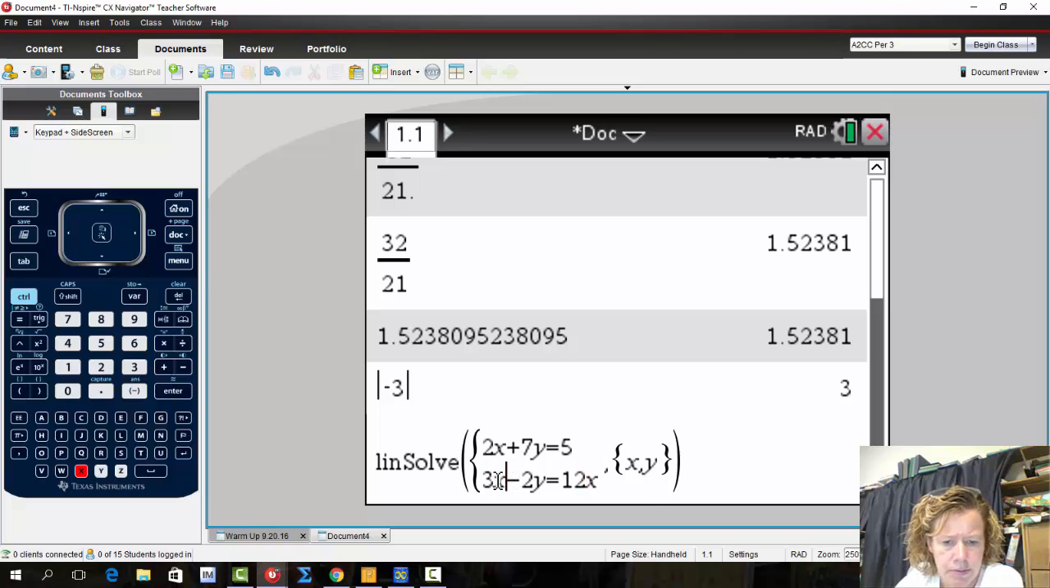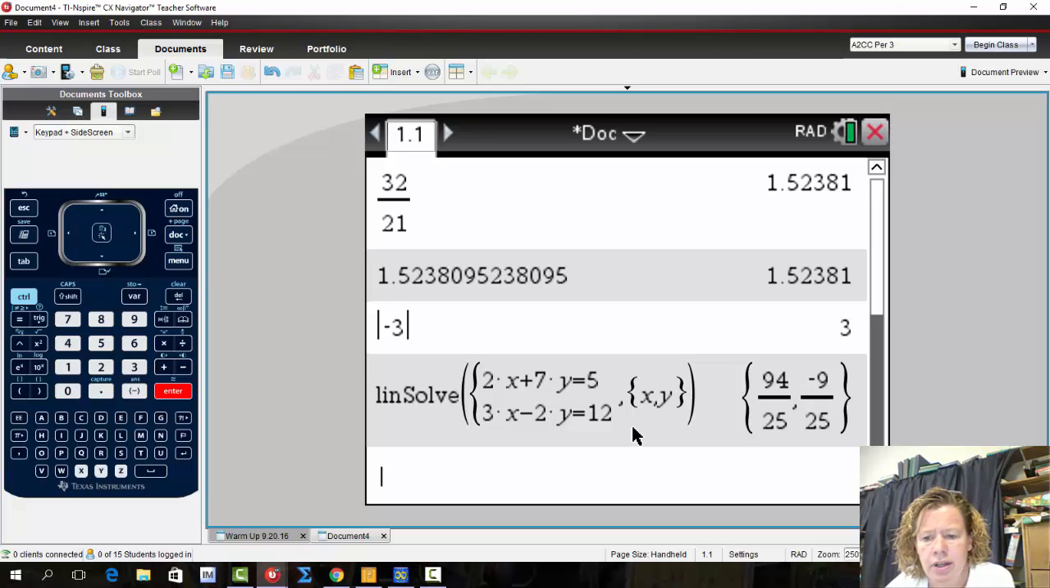Oops, I lost my x there. And press enter, and there are my solutions. Again, when you solve systems, you have to show all the work on your paper, but this is a wonderful check. If you get some crazy answers that look like that, you really want to check and see that those are appropriately crazy answers, and in this case, they are.